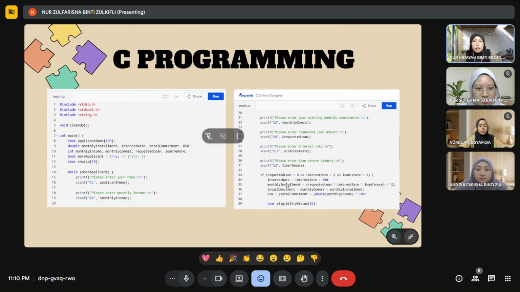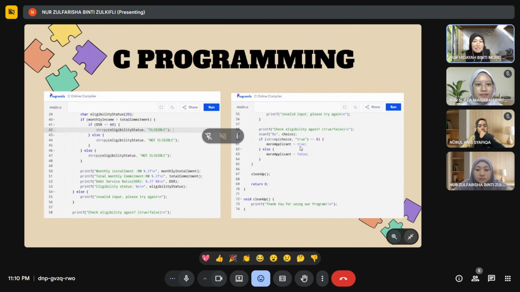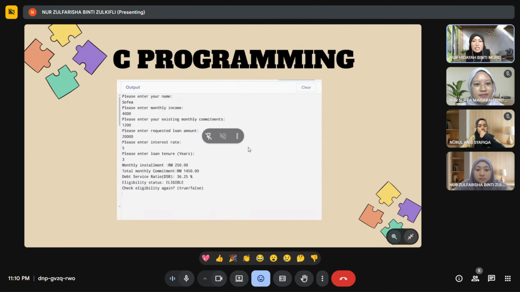Now I will explain the C programming. Basically, for the C programming implementation, we use the Programiz app. Next, and here is the output that we obtained from the coding. It shows that our eligibility system works correctly as intended. That's all. Thank you.